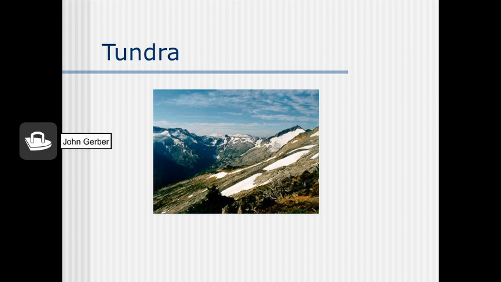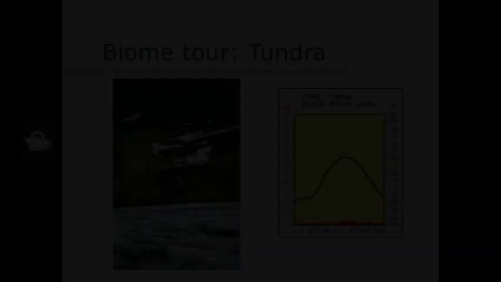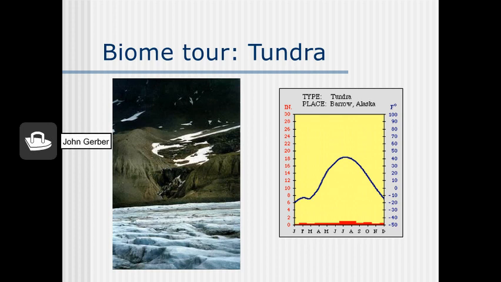And finally, we look at the frozen north, the tundra, and some of its inhabitants. As you'd expect, the tundra is dry and cold, relatively dry year round, with highs in the midsummer of only 30 to 40 degrees Fahrenheit.